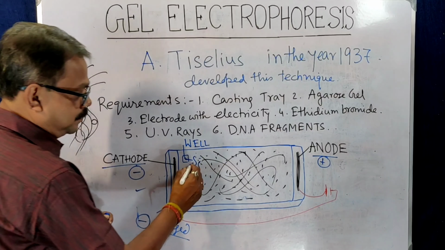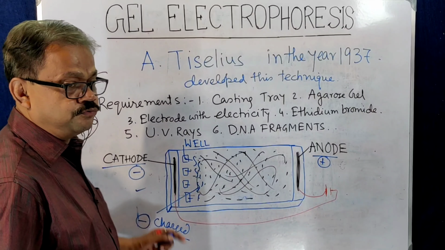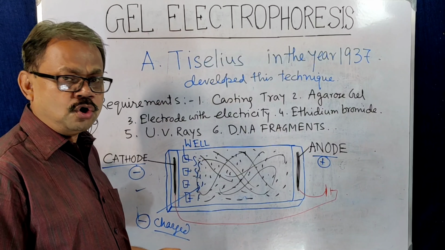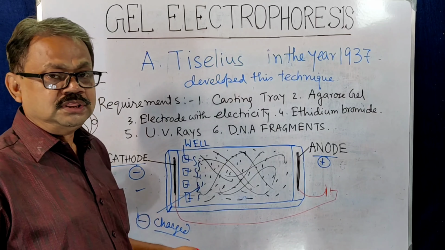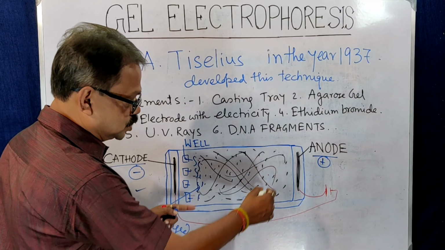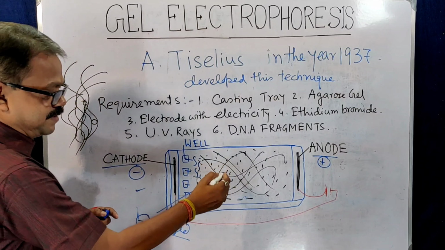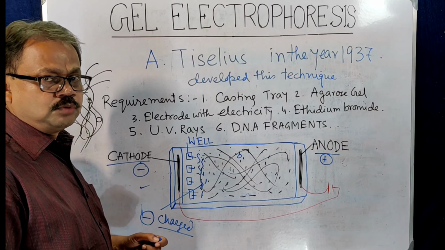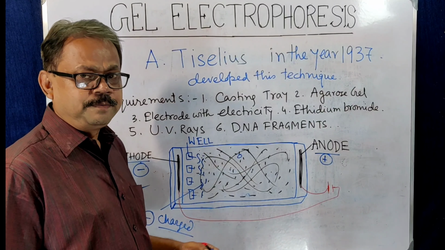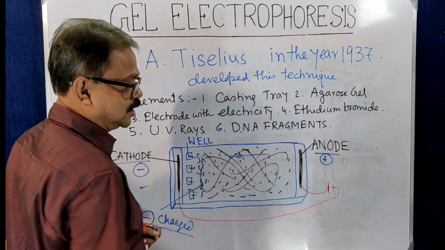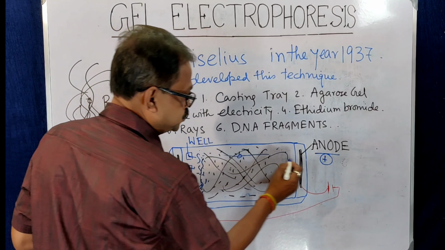But all fragments cannot move with equal pace. Why? Because I told you that this agarose gel makes a mesh with some pores, and through these pores larger particles cannot move properly, whereas smaller particles can go through the pores formed by the agarose gel and move towards the anode.